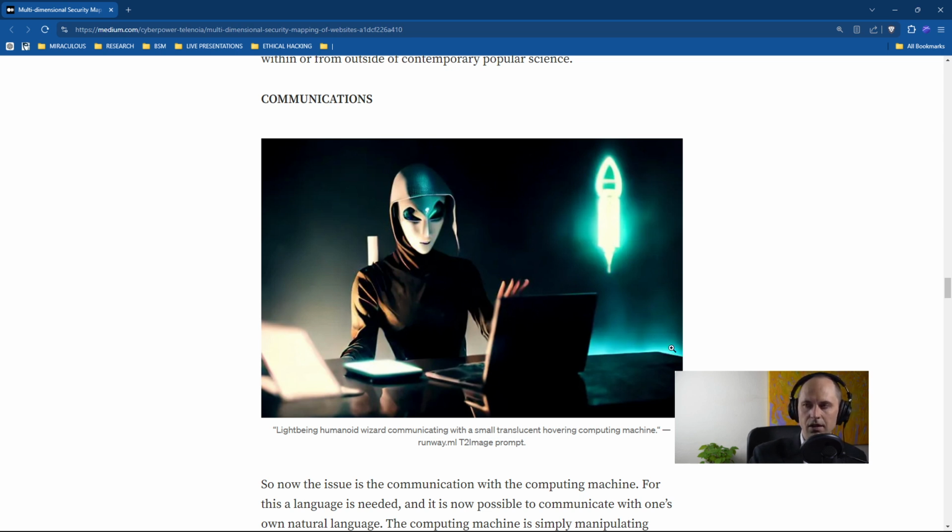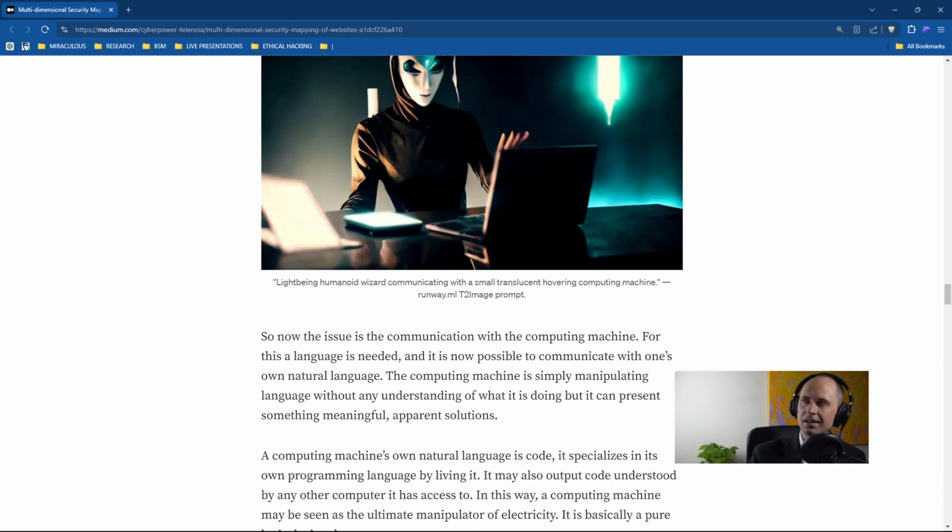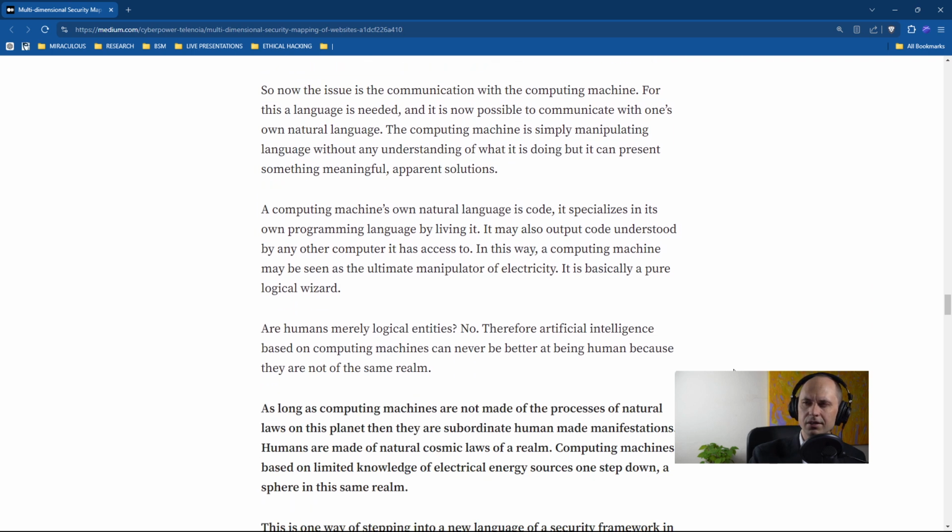And by the way, the heading images here on the article are text-to-image prompts on runwayml.com. This particular one here: light being humanoid wizard communicating with a small translucent hovering computing machine. I always enjoy the time I wait for the computation to take place to create the image, and I notice it's something of an artistic collaboration with the computer. I wouldn't say special. It's an unusual interaction with the computer.